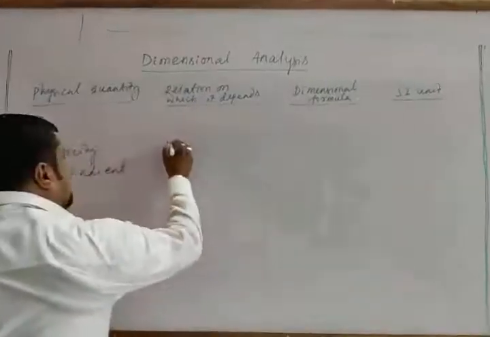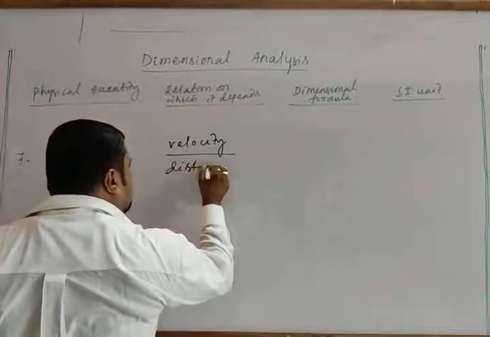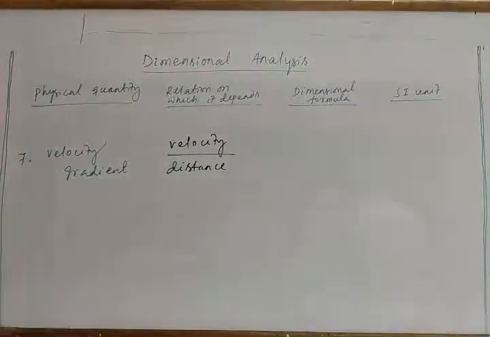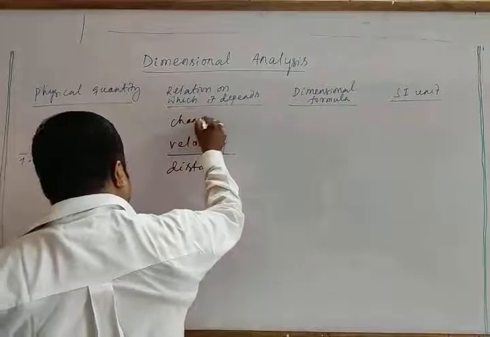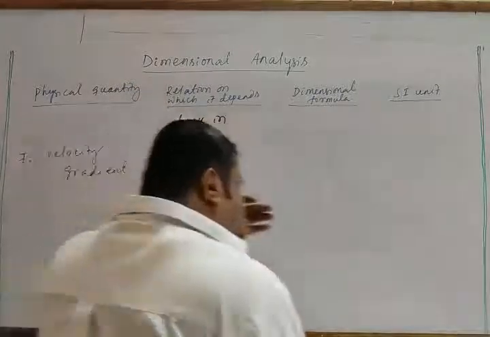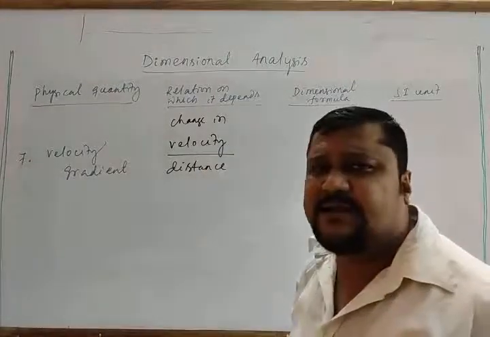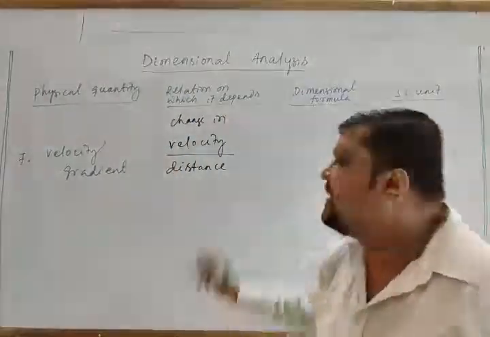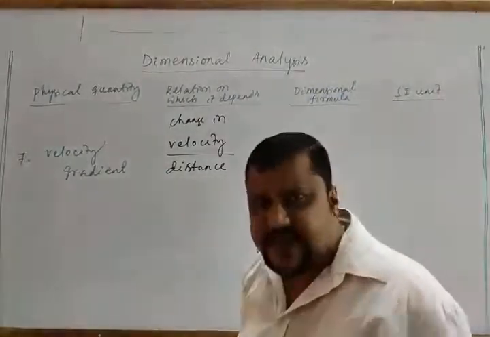So the formula should be change in velocity divided by distance. What is the change in velocity with respect to distance? So you can write this as the change in velocity by distance. Change in velocity is only a velocity, and you already know the dimension of velocity. If I ask suddenly what is velocity gradient, it is velocity by distance. Change in velocity is also a velocity. Clear? So that is the dimension of change in velocity.